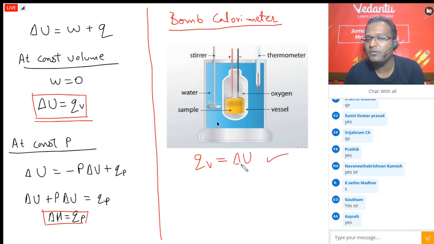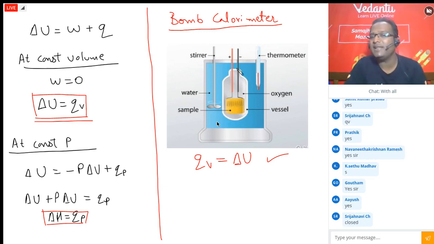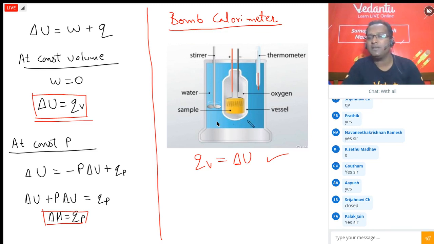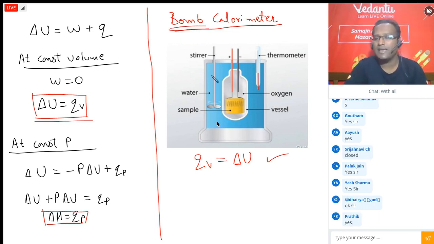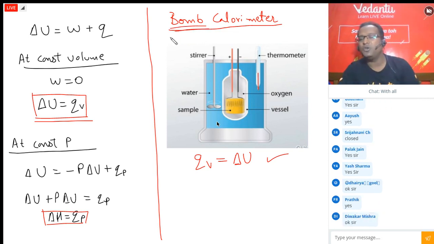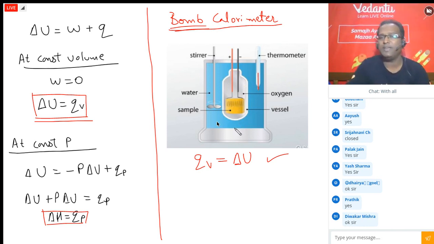Why a constant volume calorimeter? Sir, can't you see? There is a vessel. It is not a balloon. It is not a piston cylinder arrangement whose volume increases. It's a rigid closed vessel. So volume remains constant, but pressure increases a lot. And that is why it is called a bomb calorimeter. Bomb is in the name because the pressure in this vessel can increase a lot. Obviously not beyond a point where it will explode.